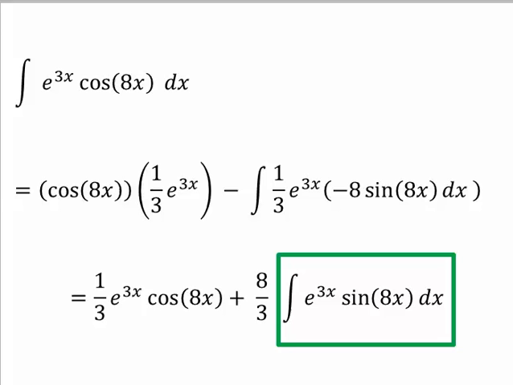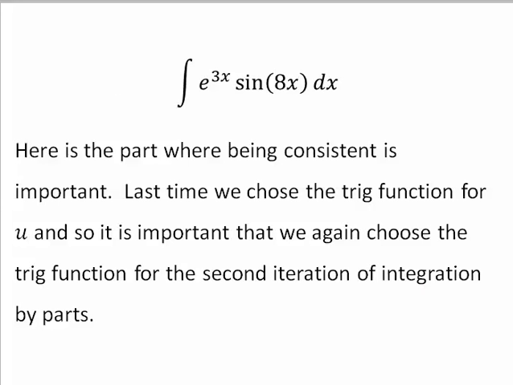However, even with that simplifying, it looks like really I haven't improved the problem at all. But on this green part, I'm going to do integration by parts on it again, and you will see that it will work. Here is the part where being consistent is important. Last time we chose the trig function for u, so it is important that we again choose the trig function for the second iteration of integration by parts.